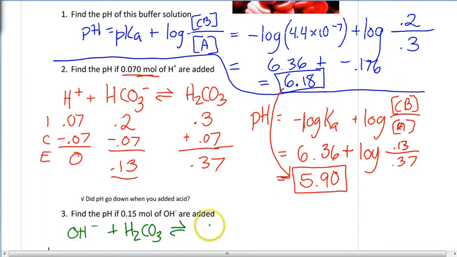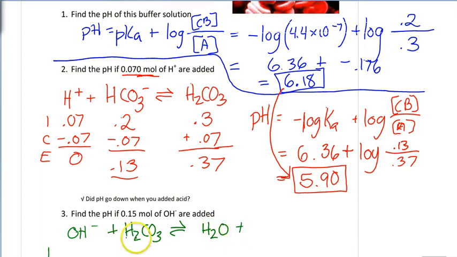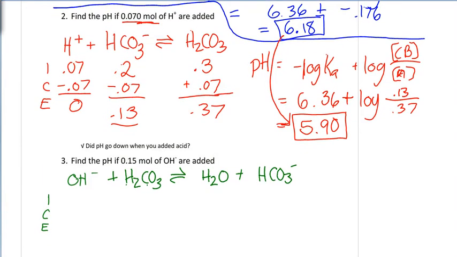And let's think about how that will react. Well, if this is a base, it's going to gain a hydrogen, so that would be H2O. And this is our acid, so it will donate its hydrogen, leaving behind just HCO3 minus. Only one hydrogen can be used at a time. You will never lose two hydrogens at once.